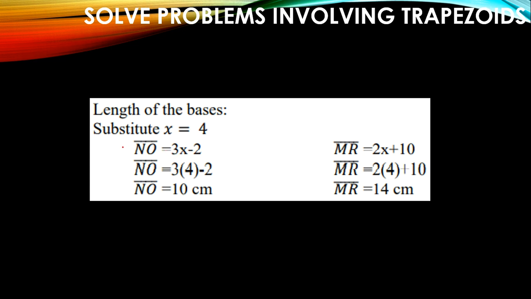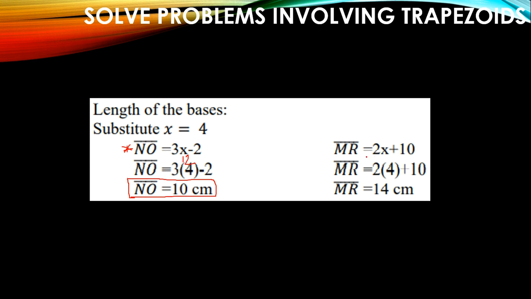So, let's tackle first the NO. So, ang NO is equals 3x minus 2. Then, it becomes 3 times 4 minus 2. 3 times 4 is 12. 12 minus 2 equals 10. So, we have the NO, which is 10 centimeters. So, mao nga ito ang upper base.